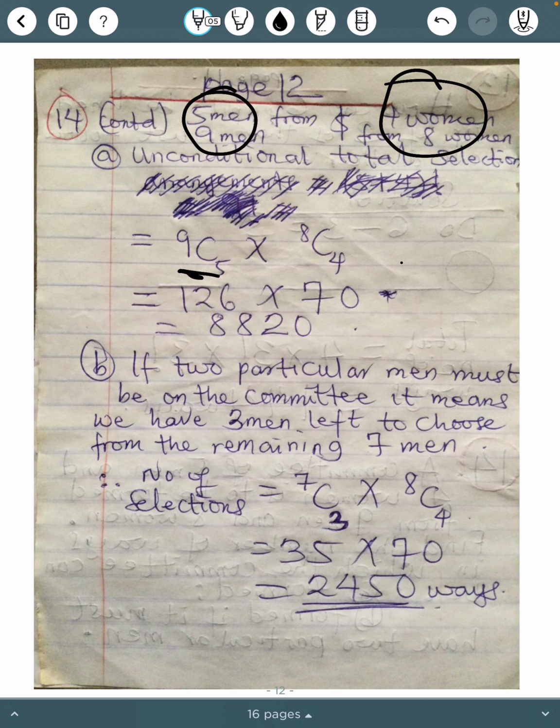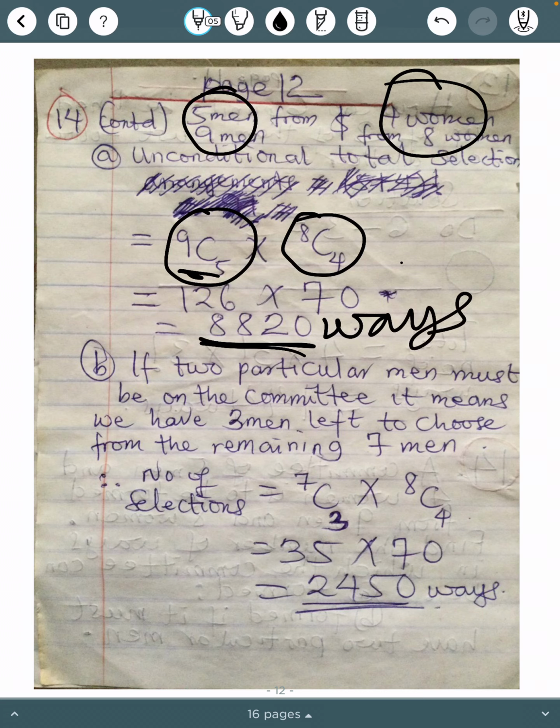Number of ways of doing that is 9 combination 5. Number of ways of choosing 4 women from 8 women is also 8 combination 4. So 9 combination 5 times 8 combination 4 will give you 8,820 ways. Now, B says, if 2 particular men that you have identified must be on the committee, how many arrangements do you have?